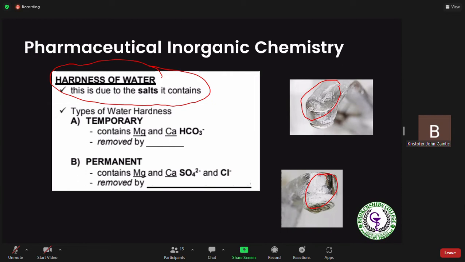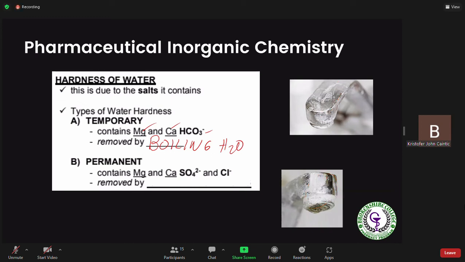So, for example, for temporary hardness of water, it contains magnesium and calcium in your carbonate. So how are we going to remove this one? This can be removed by the addition of boiling water. So in order for you to remove a temporary hardness, then you need to put boiling water into your sink or into your kitchen sink.